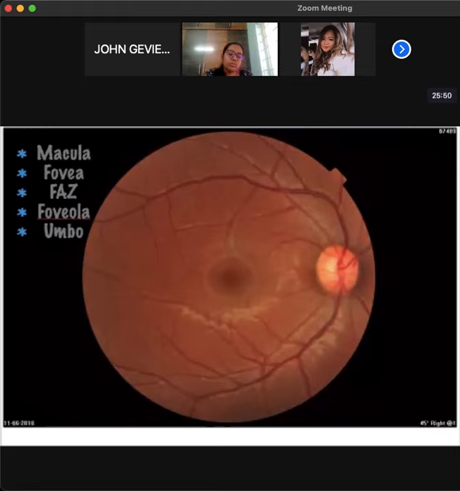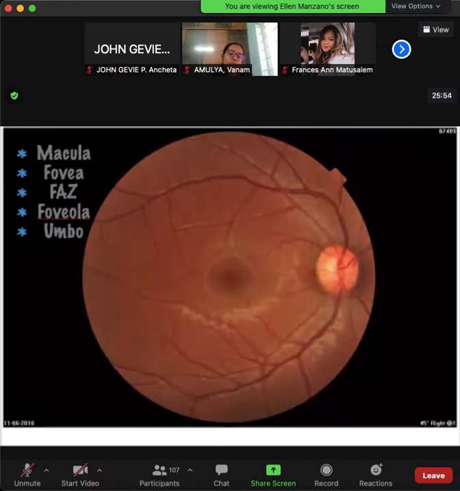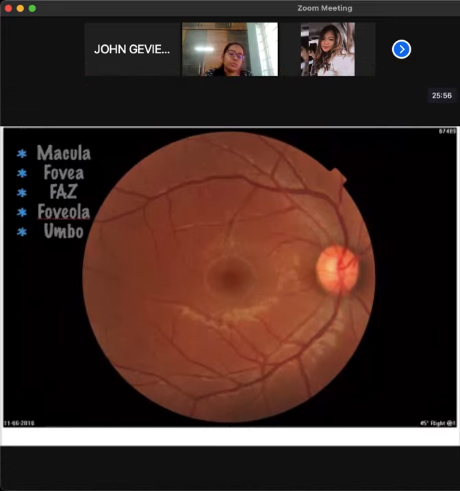So usually the macula is temporal and the optic nerve is usually nasal. So usually the optic nerve is seen medially. Your nose is usually medial. So the optic nerve is not at the center of the retina. It's usually medial. So if this is the left eye, you will see the optic nerve here.